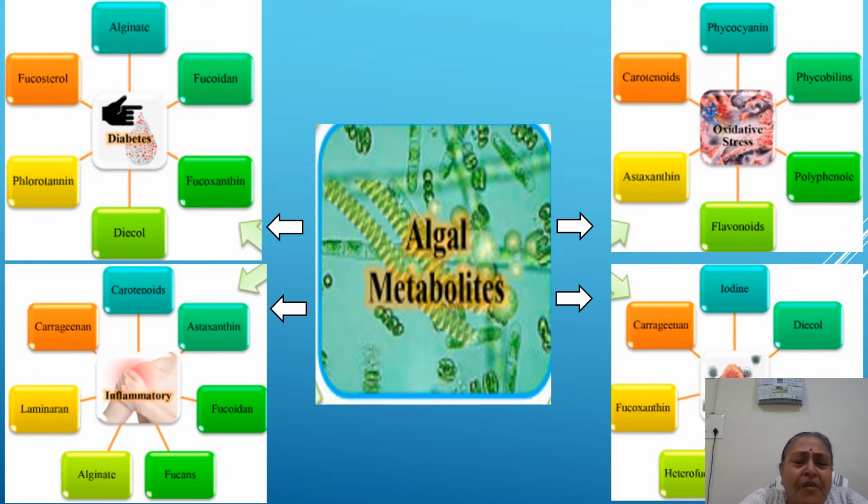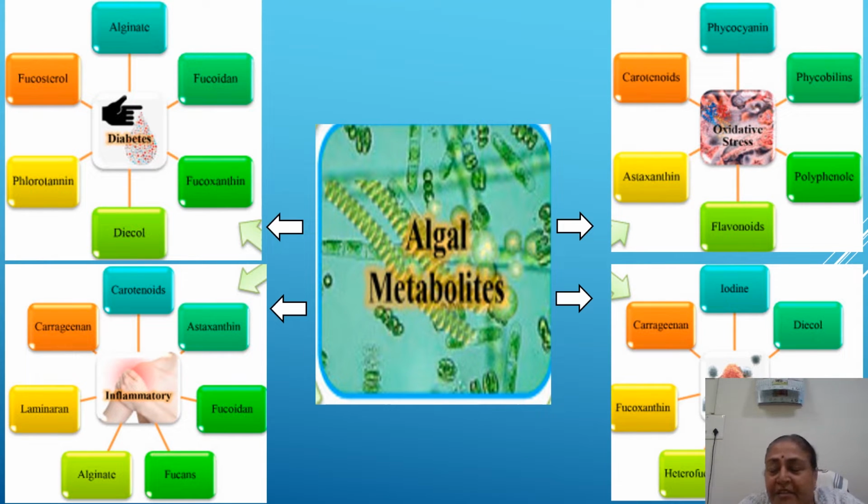One is their value in curing diabetes-like disease by producing substances like alginate, fucoidins, fucoxanthin, diacol, phlorotannins, or fucosterol. These are the substances which help in curing diabetes-like disease. The other one is that oxidative stress can be removed by using the various pigments of algae like carotenoids, phycobilins, and so on, and even the flavonoids we know.